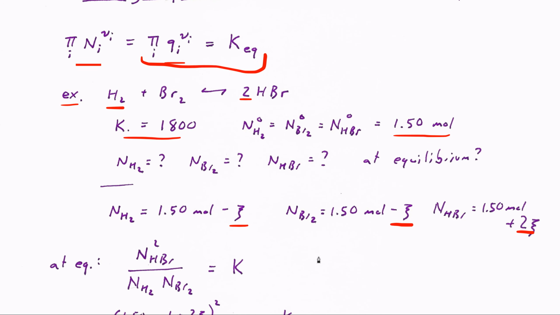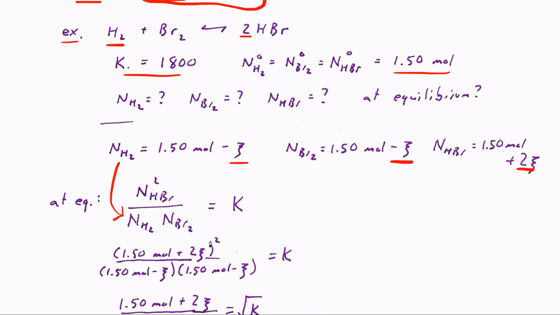The equilibrium condition, the reaction quotient, is the product of the number of moles of each species raised to the stoichiometric coefficient. That ends up looking like products divided by reactants, because the reactants have a negative stoichiometric coefficient. So this ratio, moles of HBr squared over moles of H2 times moles of Br2, has to be equal to K. If we then take each of these terms that we've determined and plug them into the reaction quotient, moles of HBr is 1.5 plus 2 squiggle.